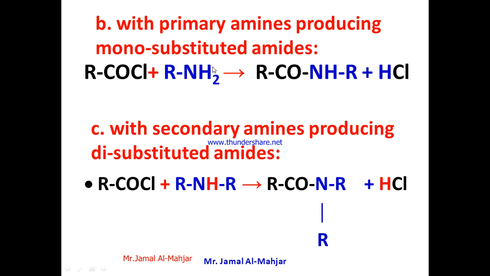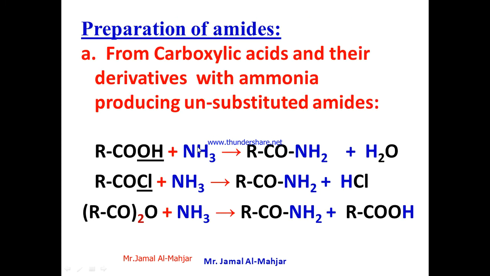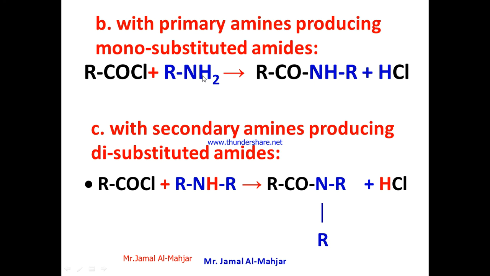Now, with the primary amines, the first one was with ammonia. With primary amines, you can put acid chloride or carboxylic acid or acid anhydride. The same rule. Here we have an example for the rule. Any one of them, RCOCl. You have to remove what? Cl, with H from N. They are removed as HCl.